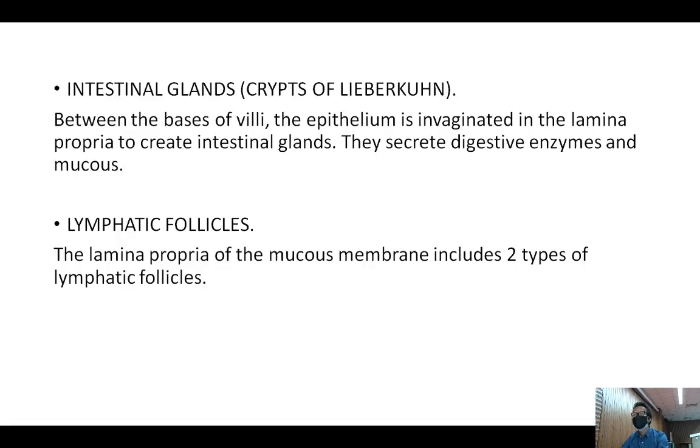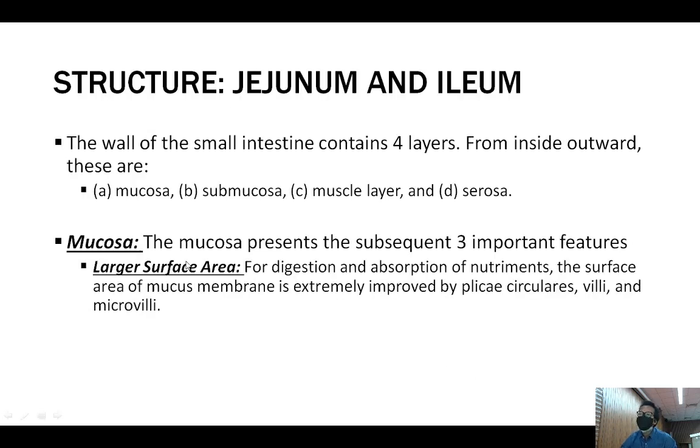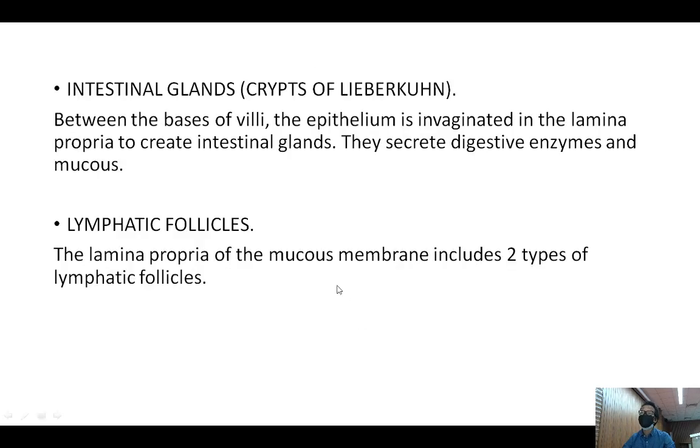Now, I said mucosa is the innermost layer, then you have the submucosa, then the muscle layer, then the serosa, which is the outermost layer, from inside to outside. Now, in this mucosa, you'll have the intestinal glands, known as crypts of Lieberkühn, and also some lymphatic follicles.